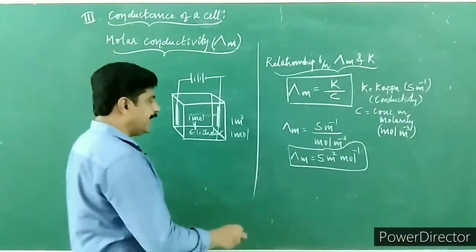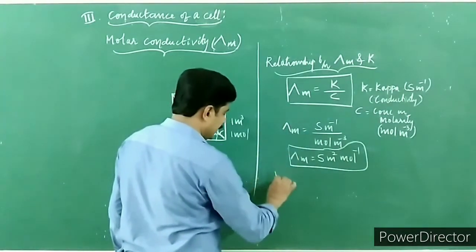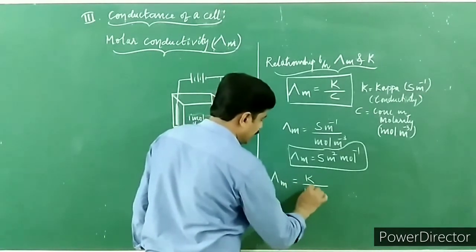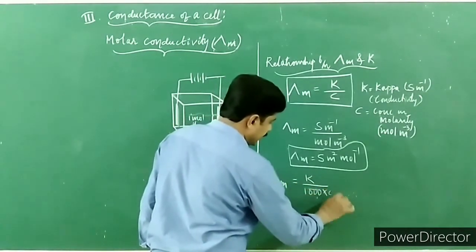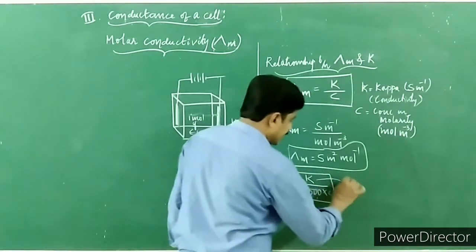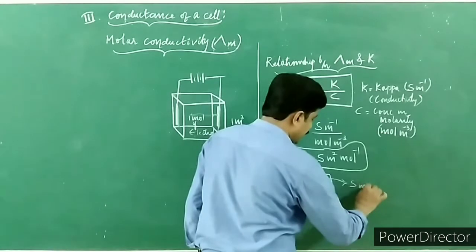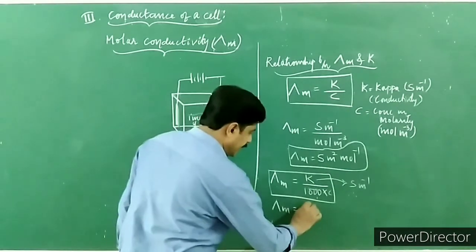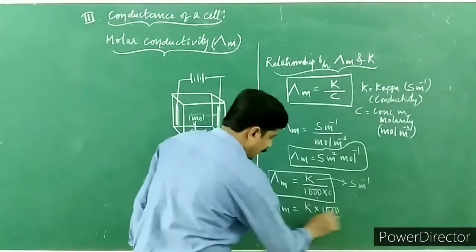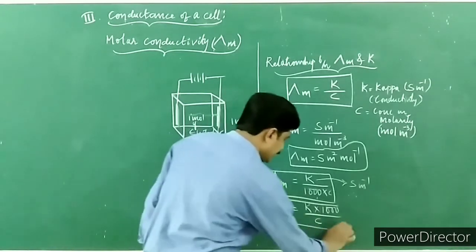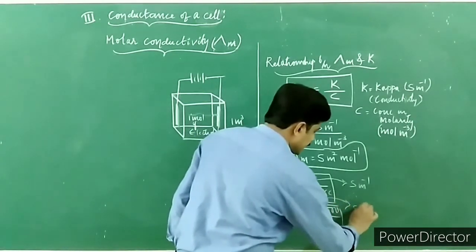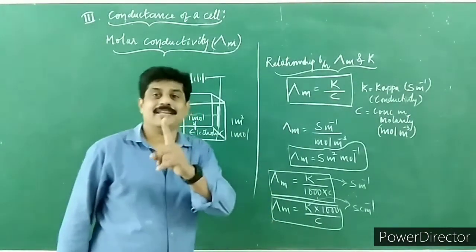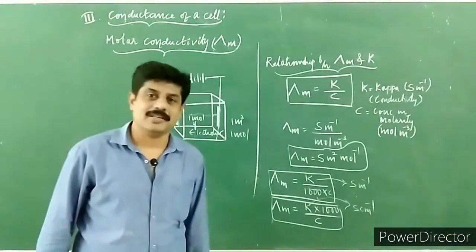Now look at here. We have two expressions for lambda m. Lambda m is equal to K upon 1000 into C, if K is given in terms of Siemens per meter, or lambda m can also be given as K into 1000 upon C if K is given in terms of Siemens per centimeter. Children, these two expressions are very important for solving some of the numericals.